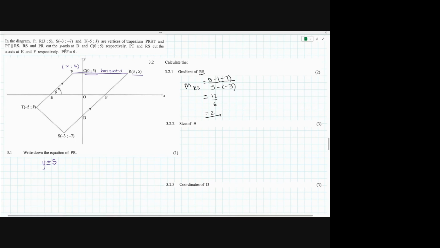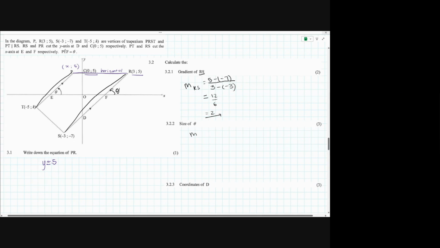Right, the size of theta. Now this one's actually quite nice and easy because theta is an angle of inclination of TP. Obviously that's not a straight line, but whatever. Now, yes, we don't have P's coordinates. However, we know that TP is parallel to SR. And because we've just worked out the gradient of RS, it's the same angle of inclination. This angle here will also be theta. So we don't need to stress about anything. They're the same angle of inclination because the gradients are the same.